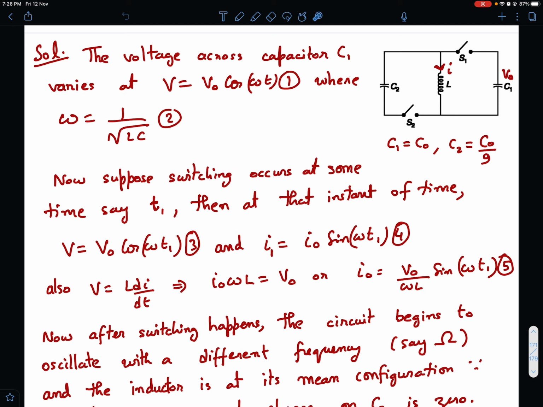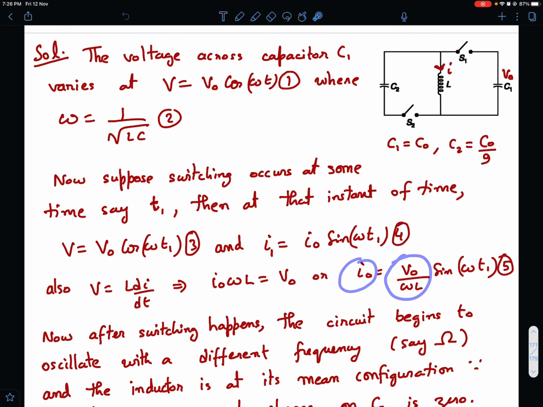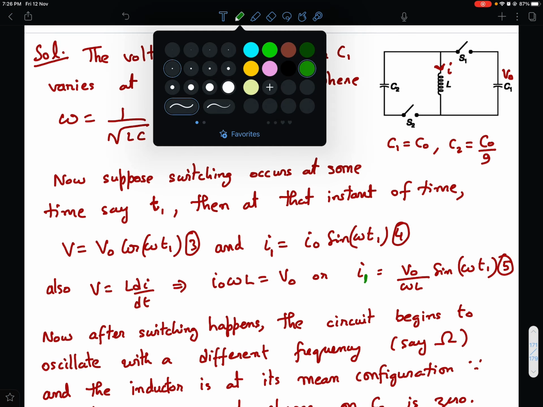And what will be the value of I naught? So that we can see by comparison. See, V is L di by dt. So if you take di by dt, you will get I naught omega L factor, right? That will be the peak voltage across the inductor, which should also be equal to the peak voltage across the capacitor. So I can say that I naught omega L should be equal to V naught, or we can say I naught is V naught by omega L. This is not I naught, this is I1 we can say. So this is I1 is V naught by omega L.